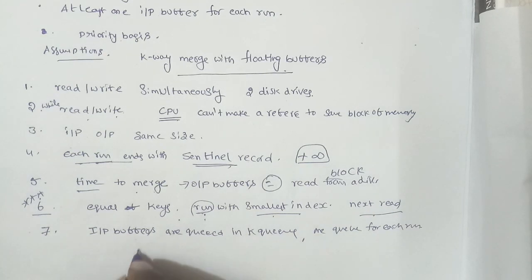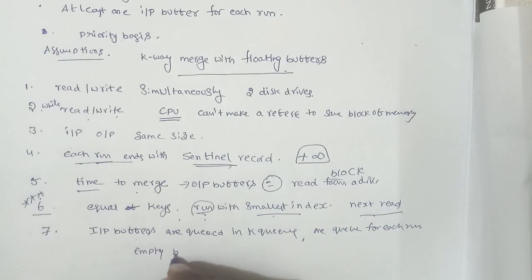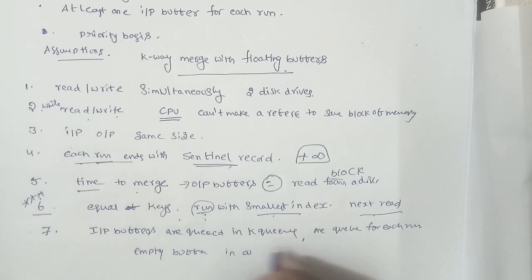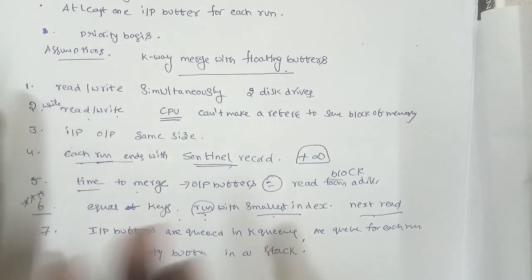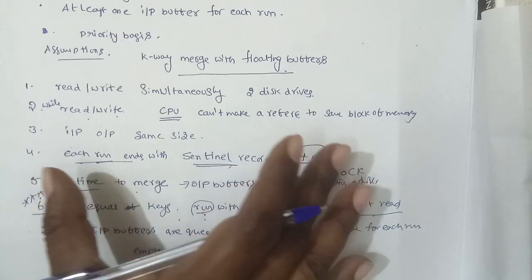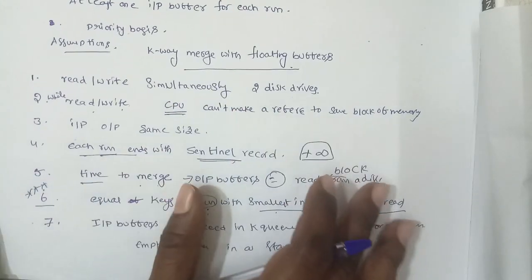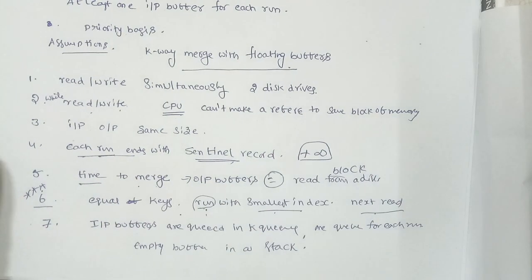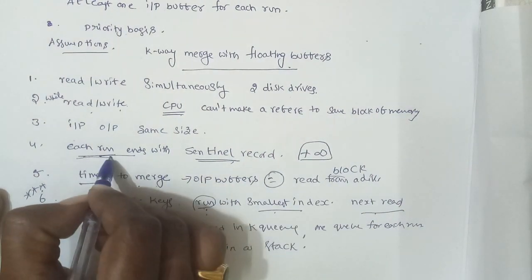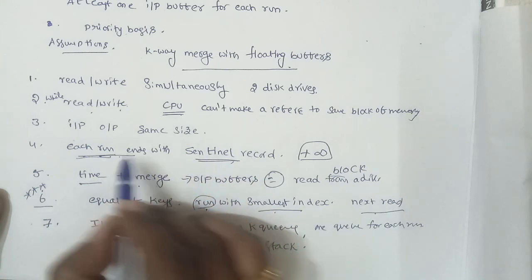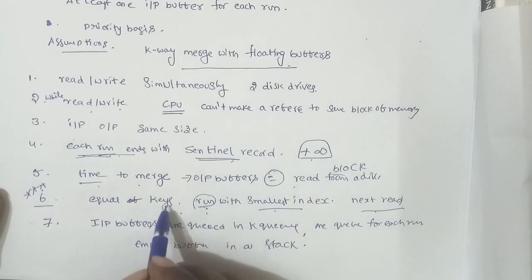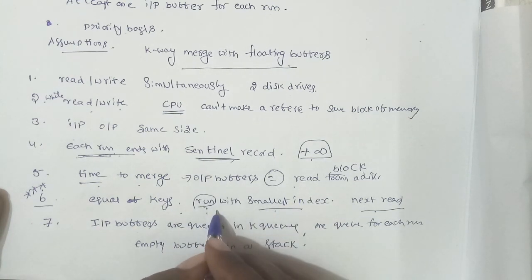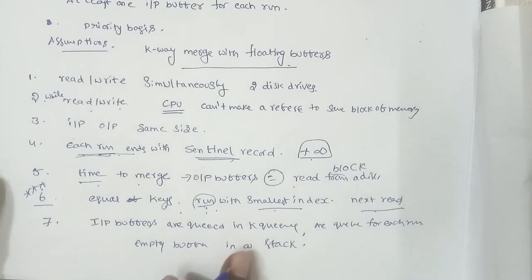The empty buffers, that is the floating buffers, are placed in a stack. These are some of the assumptions for the buffering algorithm with floating buffers. The very important ones are: each input run ends with infinity; the time for read and merge operations is the same; with equal keys we select the run with the smallest index; and each run maintains a queue.